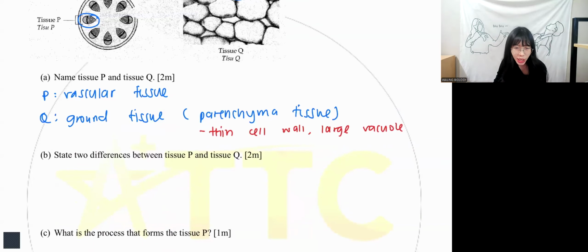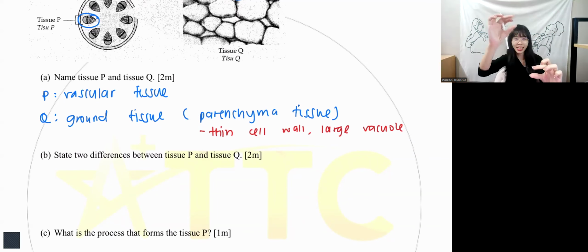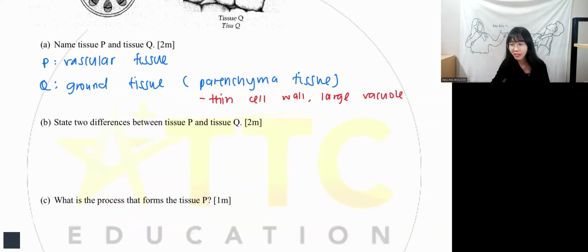State 2 differences between tissue P and tissue Q. You can say what do they consist of? Because vascular tissue consists of what? Xylem, phloem. The ground tissue here consists of what? Parenchyma tissue. You can also say xylem is a dead cell, phloem is a living cell. Parenchyma is the simplest living cell. Is parenchyma a part of the ground tissue? Ground tissue has 3 examples: parenchyma, collenchyma, and sclerenchyma. So ground tissue is the title, parenchyma is the subtitle of the ground tissue. So ground tissue has 3 chyma. Parenchyma is one of the ground tissue.